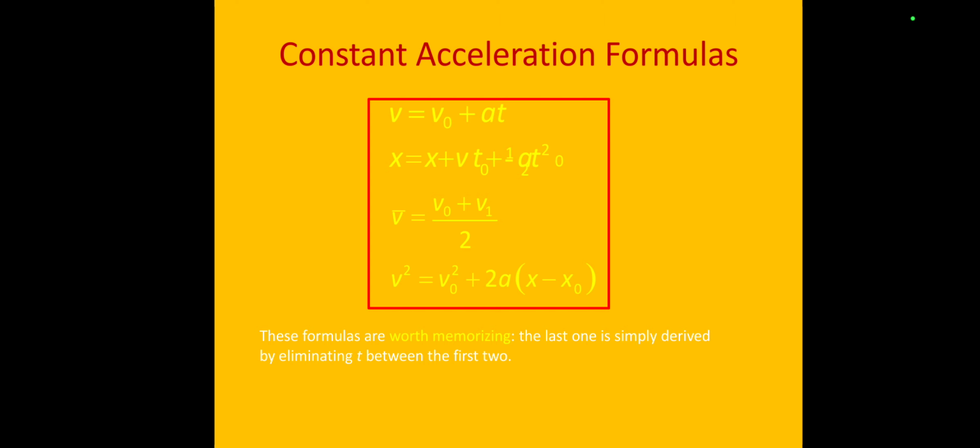Another kinematical equation is v bar equal to v naught plus v1 divided by 2, where v naught is the initial velocity and v1 is the final velocity, and we get the average velocity. Then v square is equal to v naught square plus 2 a times x minus x naught. This is the last kinematical equation. Here v square is the final velocity square, v naught is the initial velocity, a is acceleration, x is displacement, and x naught is the initial displacement.